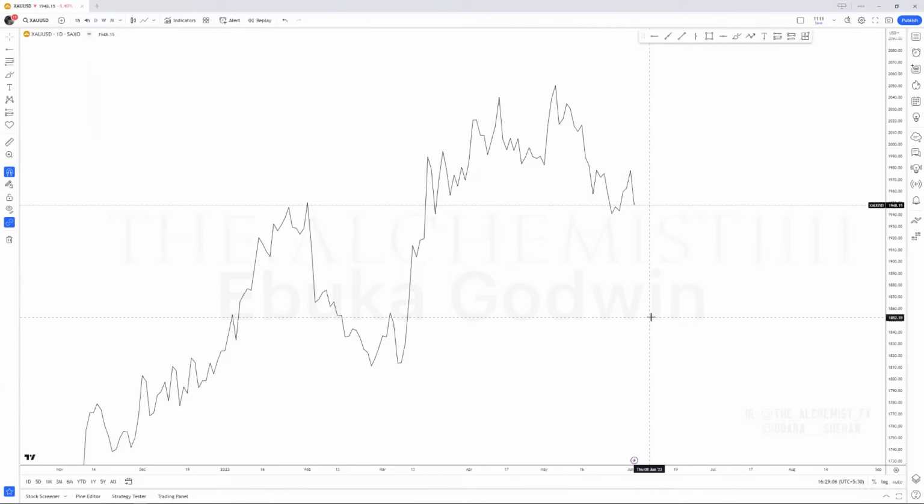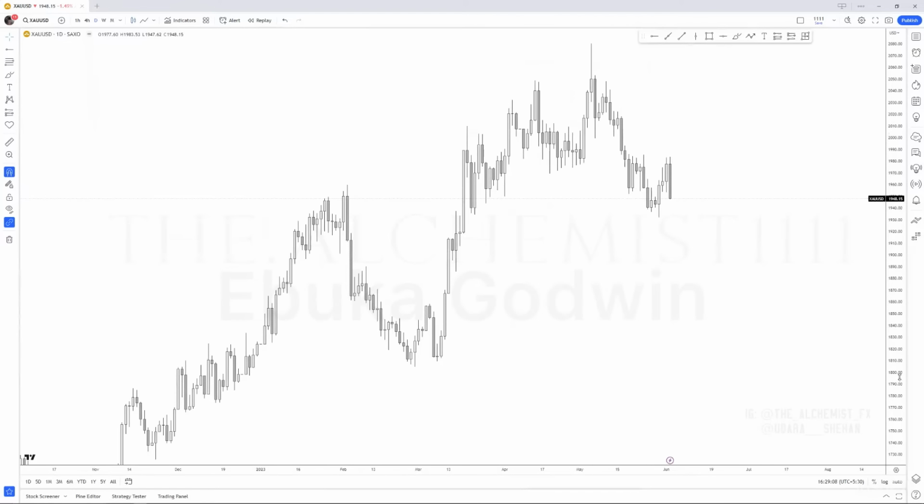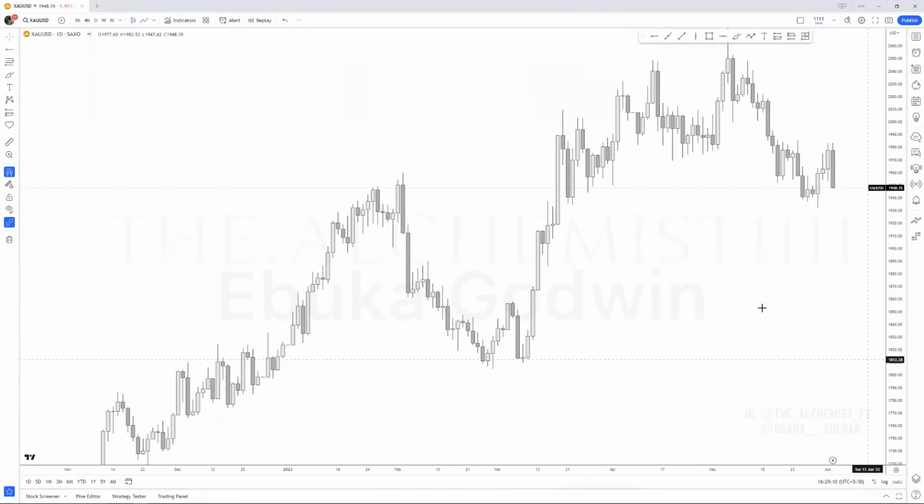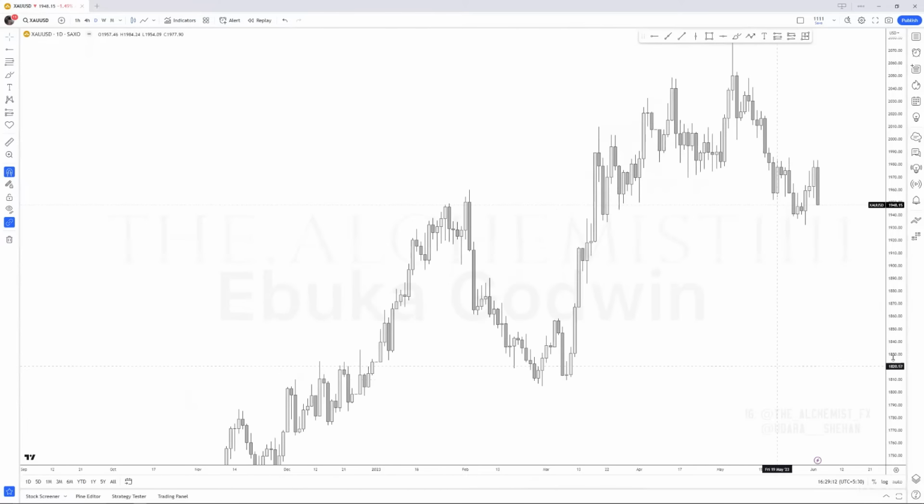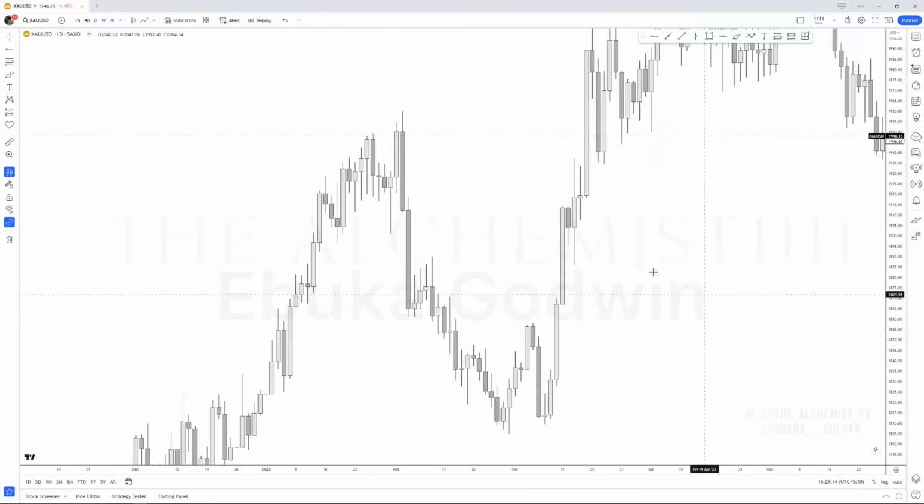What am I going to use for entries? So don't worry about entries. We'll go through them. Right now your job is to just identify these levels. Very simple. That's it. So yeah, that's about now.